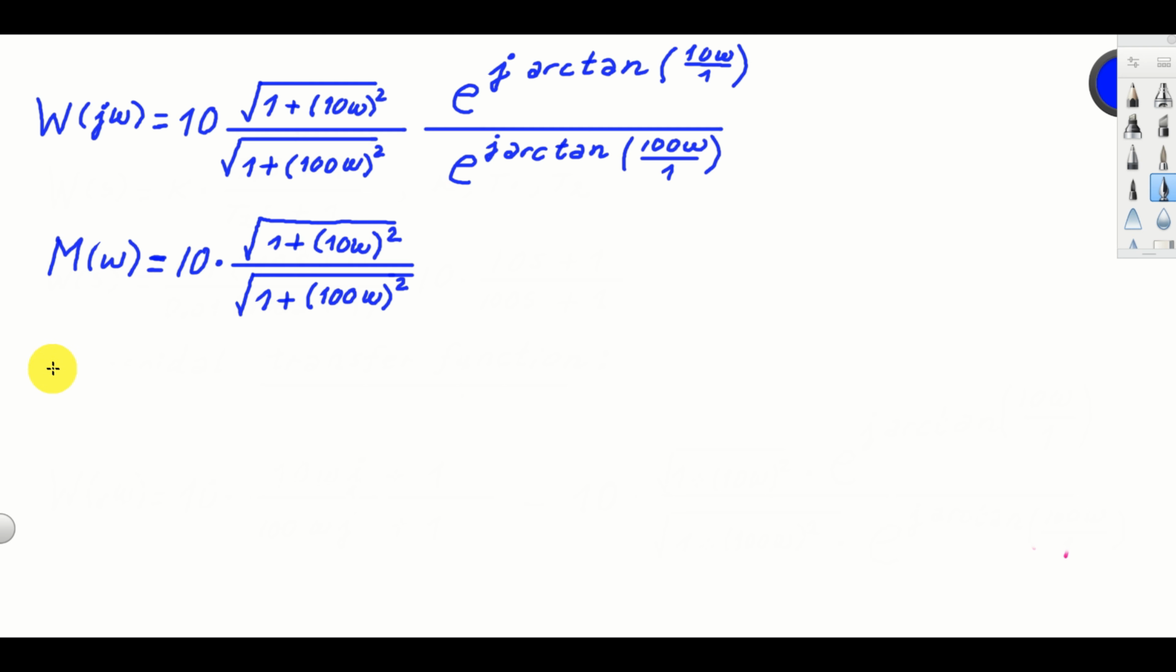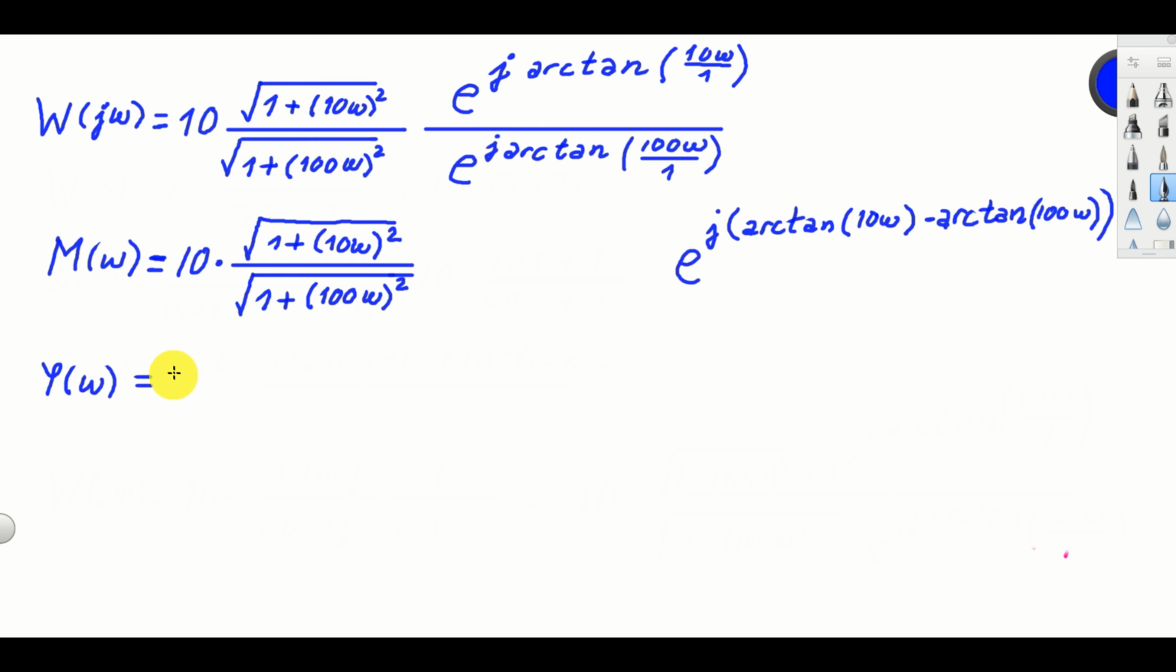The phase function looks like this. Usually we denote the phase by phi of omega, and the phase function is, let's see, these two terms can be written as a single e term, where we're going to have, let's write it down over here, j multiplying arctan of 10 omega minus arctan of 100 omega. And that's it. That's our term. Consequently, the phase is this term over here.